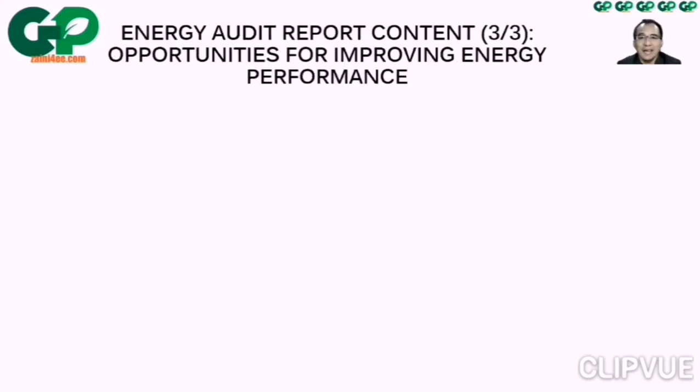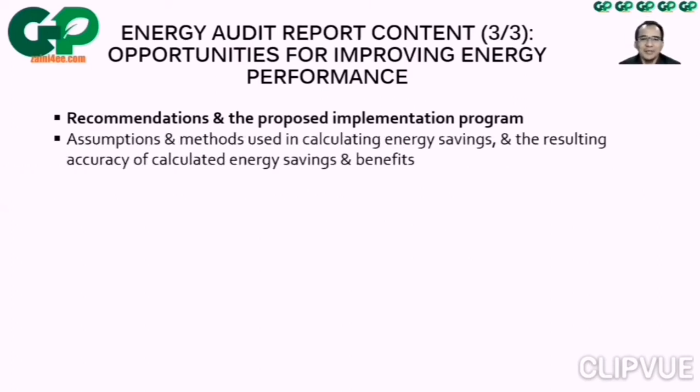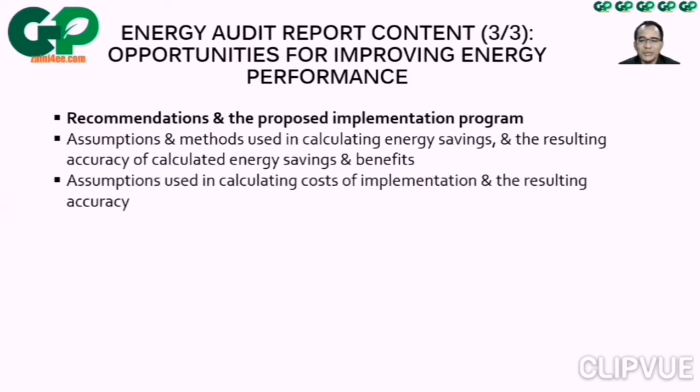And then the last one, content number 3, opportunities for improving energy performance. The opportunity to improve performance must be part of the recommendation proposed in the report. They also must put there the assumptions and methods used in the calculations and in the saving, all the accuracy related to that, and also the benefits. And then the assumptions used in calculating costs: what kind of rates were used, and which year they refer to, because when calculating the cost, the tariff, for example, changes over time. That's why they must mention which year their calculations refer to.